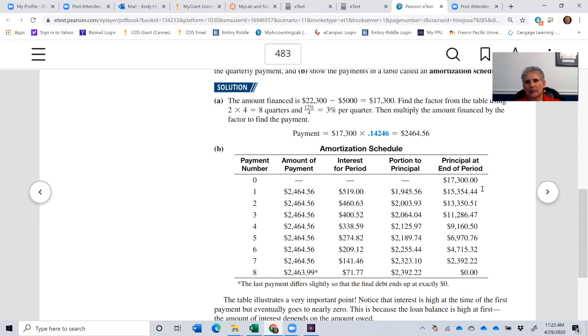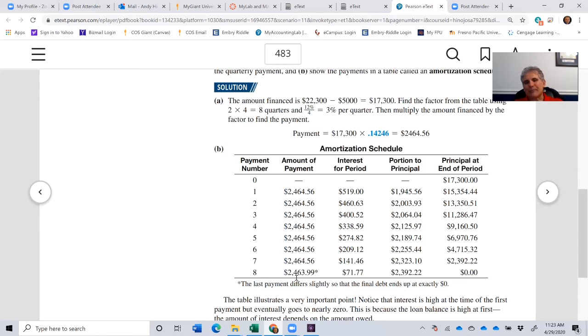So we'll take our principal balance, subtract the payment towards the principal, and that gives us $13,350.51. And we just repeat that eight times. We're not going to do that right now because we're just doing the same thing over and over. But when you get to the very end, the balance should be zero.